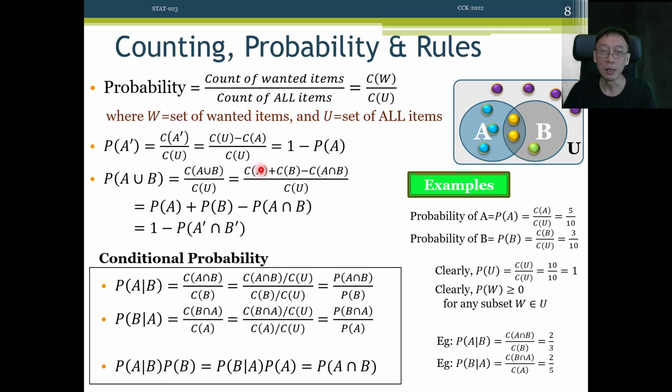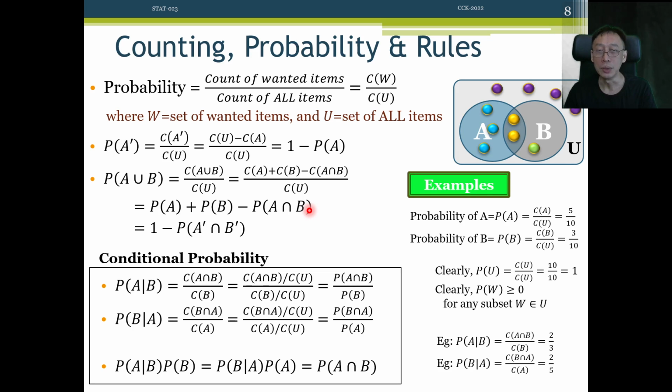So after you do that, then you just split them all up. C of A over C of U, that's P of A. C of B over C of U, that's P of B. And C of A intersect B over C of U. There's no easier way to simplify that. So we minus P of A intersect B. That's it. That's the common expansion that we see in most textbooks.